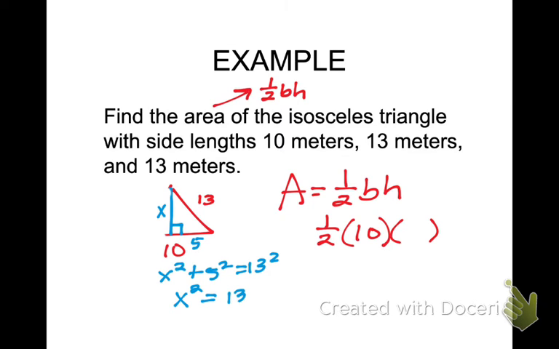So x squared is going to be equal to whatever 13 squared minus 5 squared is. So on my calculator, I'm going to do 13 squared minus 5 squared. I get 144. What's the square root of 144? 12. So my height is 12. Now I can find my area. So I can either do half of 10, which is 5, times 12. Or I could take half of 12, which is 6, and multiply it by 10. Or I can multiply 10 times 12, which is 120, and take half of that. Either would get you to the correct answer of 60 meters squared.